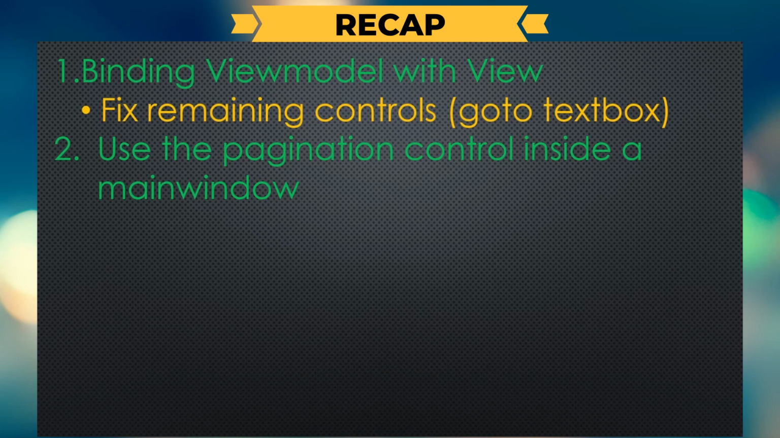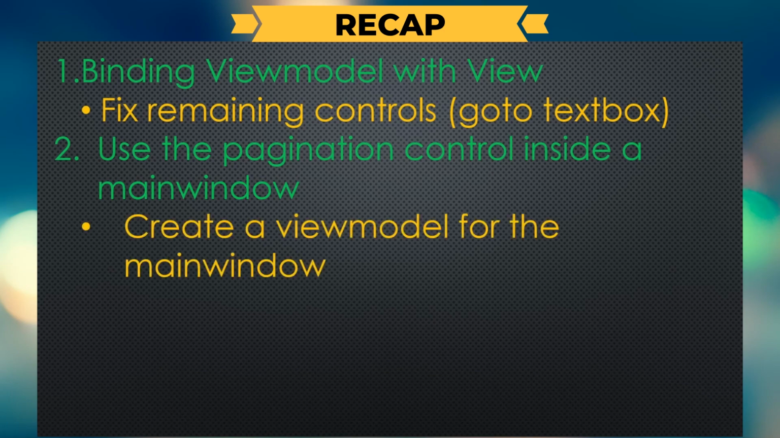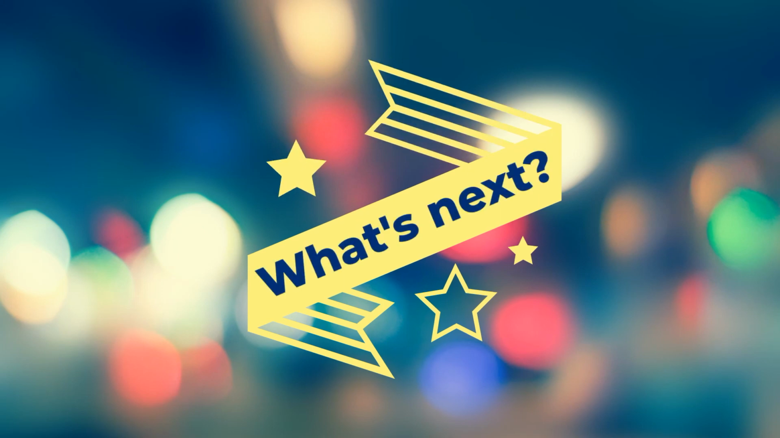Now our main aim is to use this pagination control inside our project. So we are going to see how we are going to implement it. So that's what we started seeing in the second module. Here we created a view model for the main window itself, and this contains pagination view model as the properties. In the next video, we will see how we can fix the issues that we have found in this video. And after that, we will also try to use it in a real example or real world case scenarios.